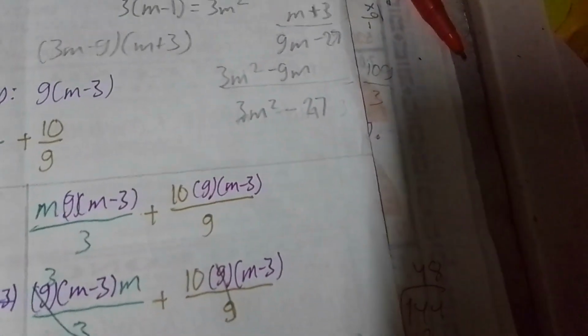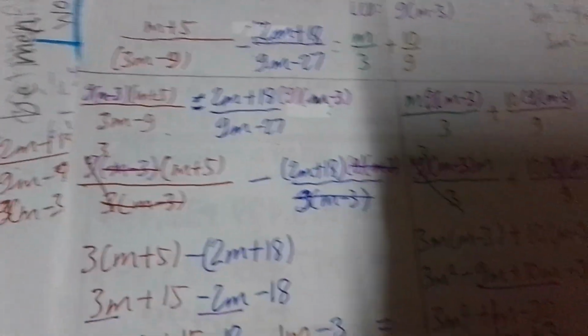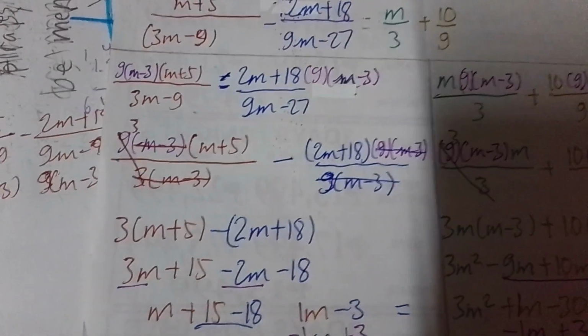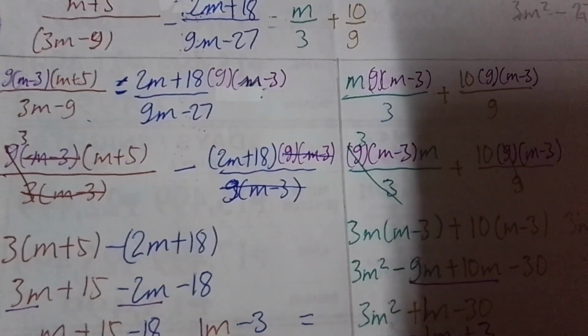And on the yellow term, the 9's cancel, so it's 10 times m minus 3. Now we apply the distributive property of multiplication. 3 times m is 3m. 3 times 5 is 15. Minus 2m plus 18. Remember, we're subtracting polynomials?